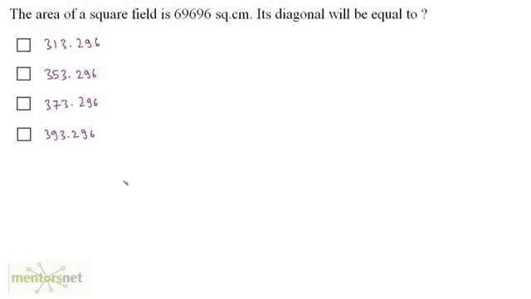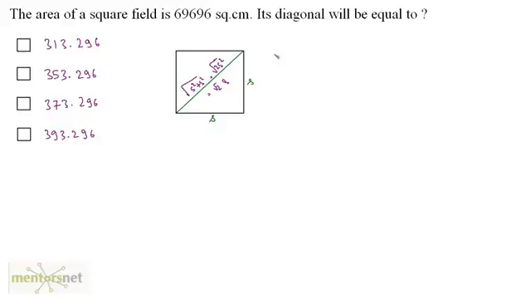The area of a square field is 69,696 square centimeter. What is the length of its diagonal? So this is your square. Let us say that it has side S. What will be the length of the diagonal? Well, this being a right angle triangle, you can apply Pythagoras theorem. So the diagonal will be under root of S square plus S square, and that's root 2 S square. In other words, I can say root 2 S is the diagonal.